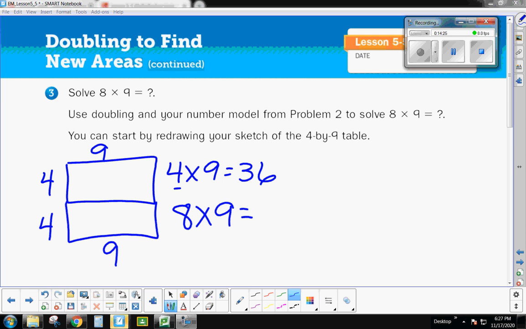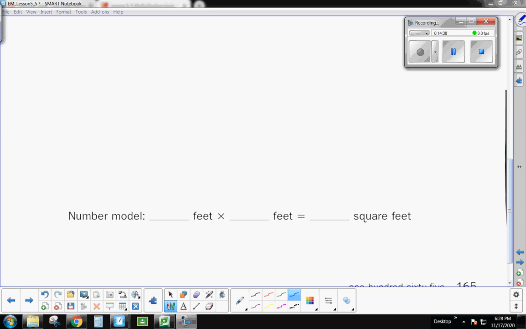All right, if I know that 4 times 9 is 36, I'm going to double that, 36 here and another 36 here, and 72 would be my answer. So my new number model is 8 times 9 equals 72. All right, boys and girls, we are actually going to practice this doubling strategy again tomorrow. So you'll get some more practice with that.